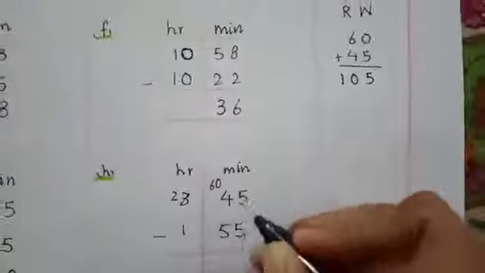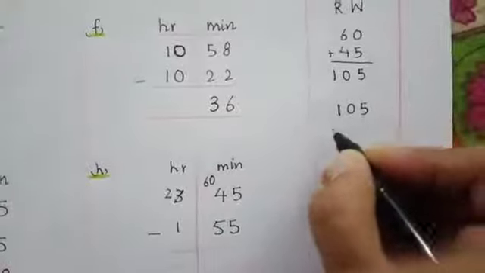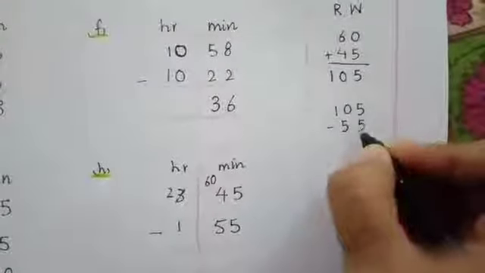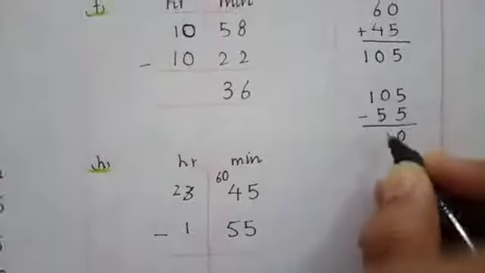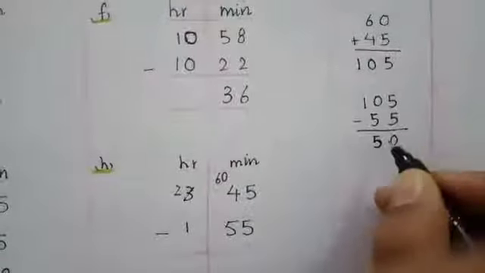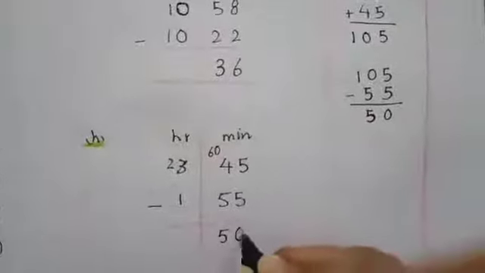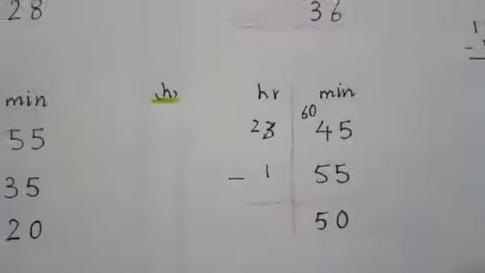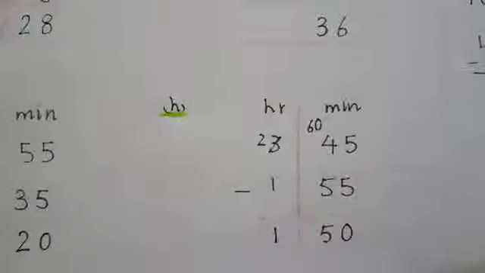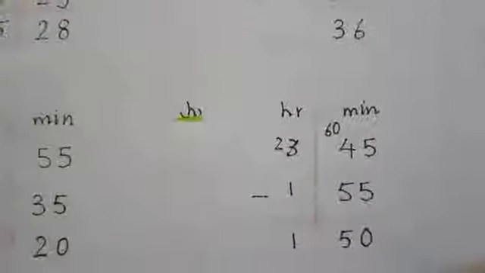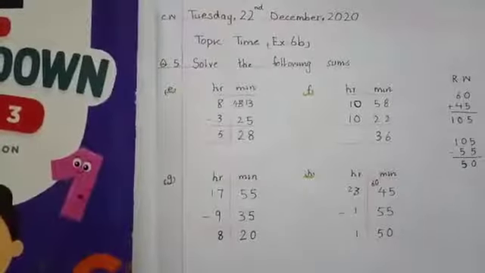Now we will subtract 55 minutes from 105 minutes. It's 105 minus 55. 5 minus 5 is 0 and 10 minus 5 is 5. So the answer is 50 minutes. So we write here 50 minutes. Now we subtract 2 minus 1, it's 1. So what is the answer? It's 1 hour and 50 minutes. So students, this is your classwork. Do these 4 parts on your notebooks.